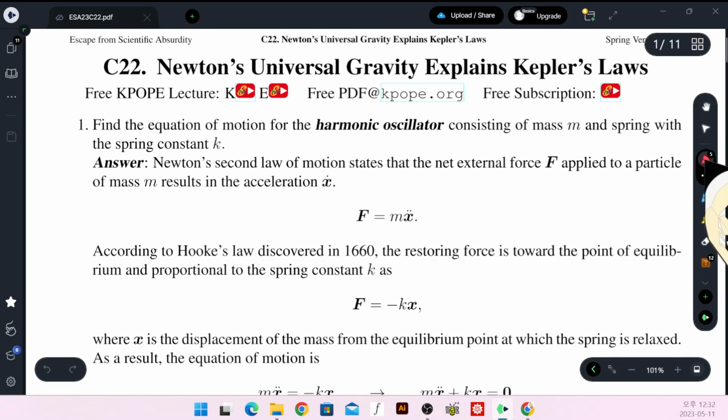Okay, we study C22, Newton's universal gravity explains Kepler's laws.